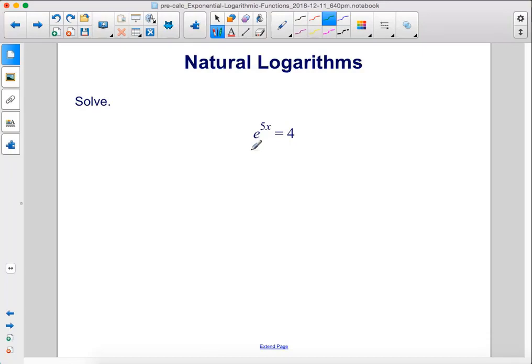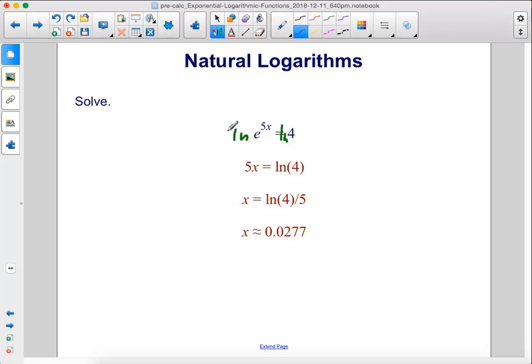Solve. e to the 5x equals 4. We're going to take the natural log of both sides, and that will cancel out the natural log and the e and leave us with this 5x on the left. So 5x equals the natural log of 4. Divide both sides by 5, and then in your calculator you can put in the natural log of 4 divided by 5 and get approximately 0.0277.